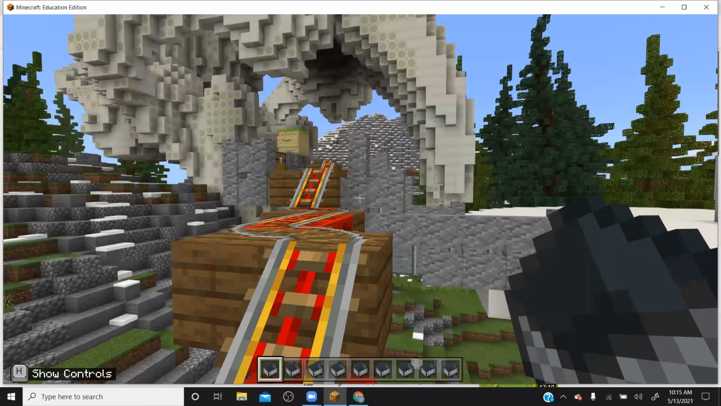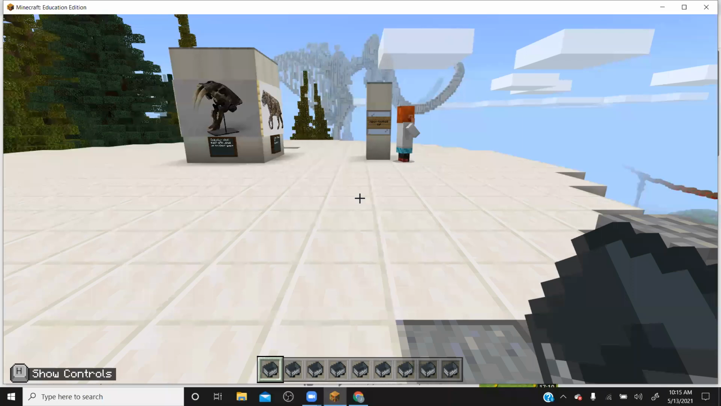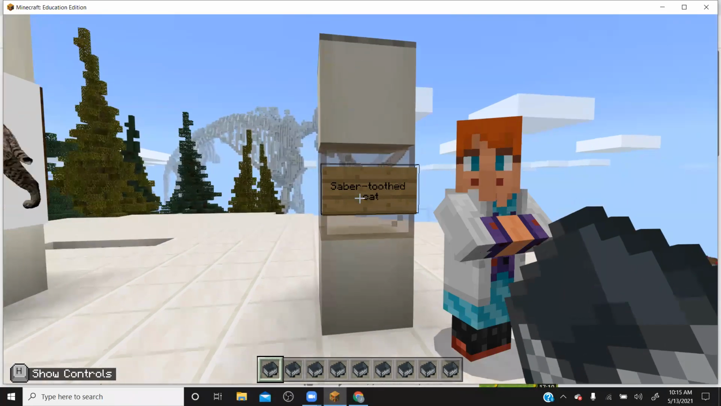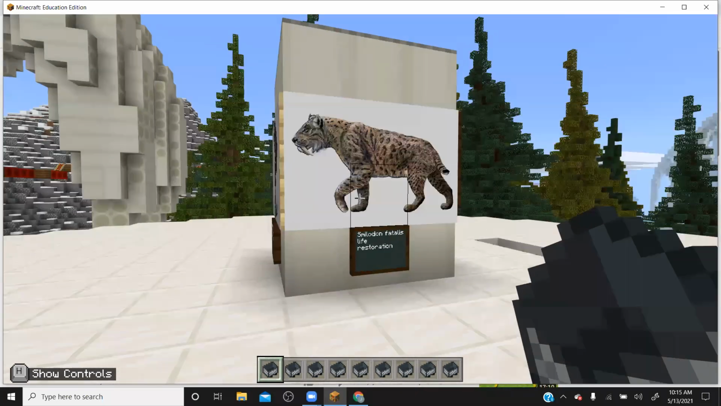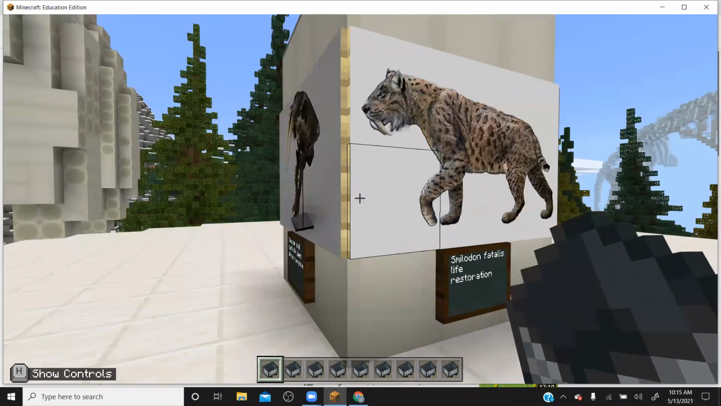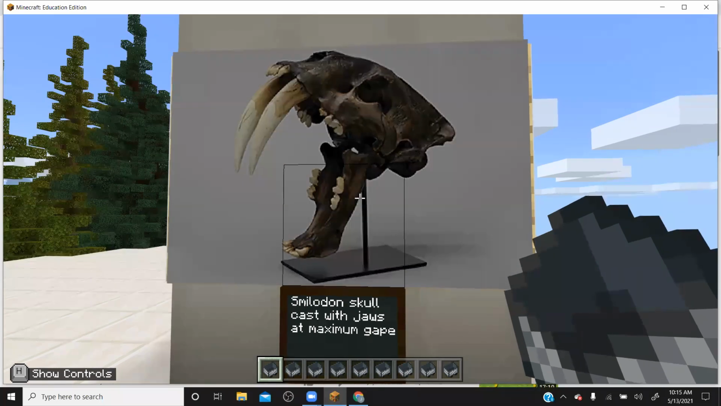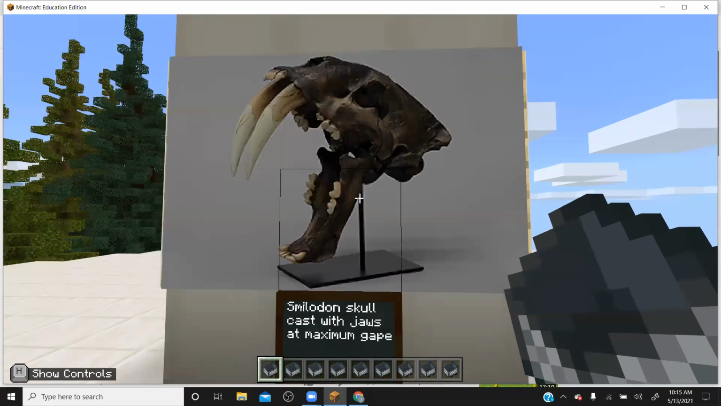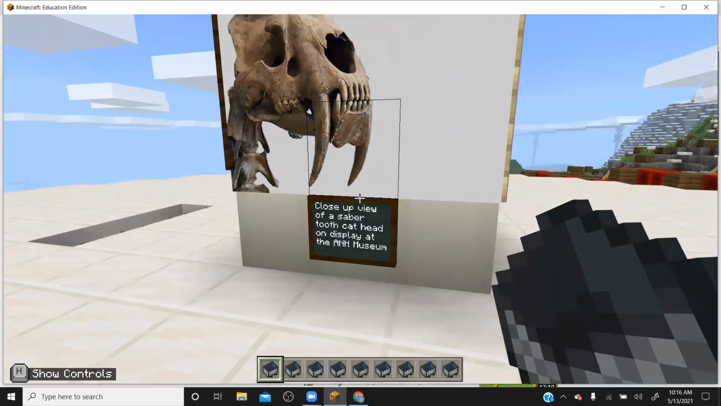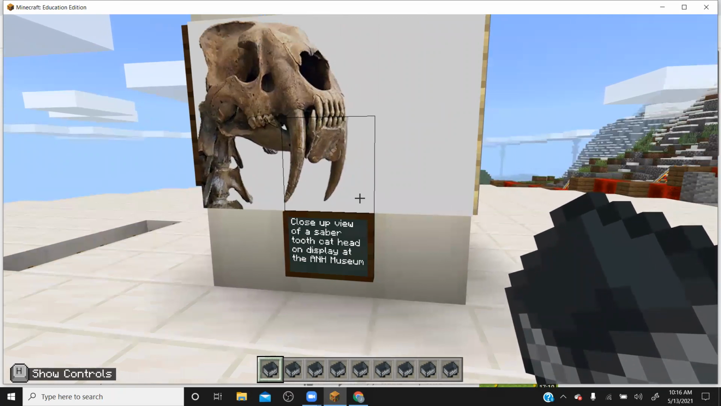Now, as we go through, we're going to learn about these different animals by coming to these different stations and talking to these different experts. The first one we're going to learn about is the saber-toothed cat. And we can take a look and there's an image of what one would have looked like. That's really cool. There'll be information like an image of the skull. Look how wide his mouth had to open to be able to accommodate those large teeth. This is a close-up view of a saber-toothed cat head on display at the museum.